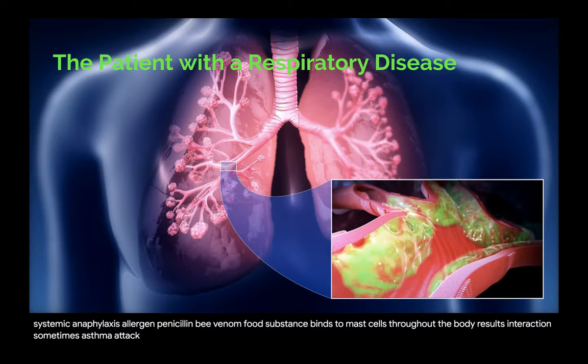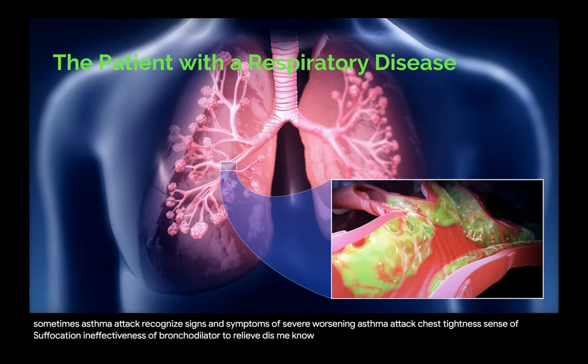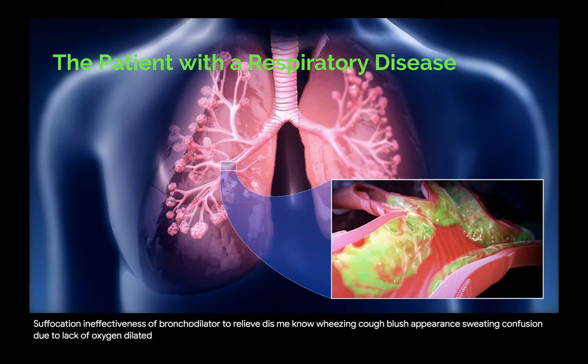Asthma attack. Recognize signs and symptoms of a severe or worsening asthma attack: chest tightness, sense of suffocation, ineffectiveness of bronchodilator to relieve dyspnea, wheezing, cough, flushed appearance, sweating, confusion due to lack of oxygen, dilated pupils, inability to complete a sentence in one breath, tachypnea, and tachycardia.